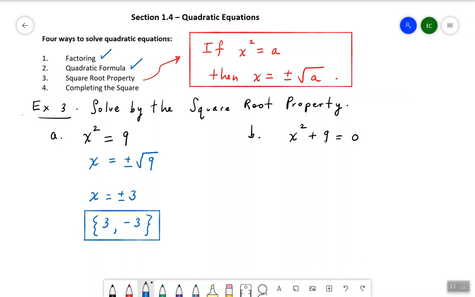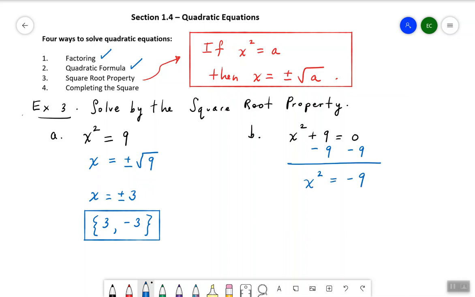Okay, the next example is very similar, but it'll be a little bit different. So how should we start this? Well, if we're going to apply the square root property, we need the x squared alone on one side, and we need a constant over on the other side. With the previous methods, with factoring or the quadratic formula, you always wanted a 0 on the right, and now that's not what you want. Now you want the x squared alone on one side. And so the first step is going to be to subtract that 9 to the other side, and then we have x squared is equal to negative 9.